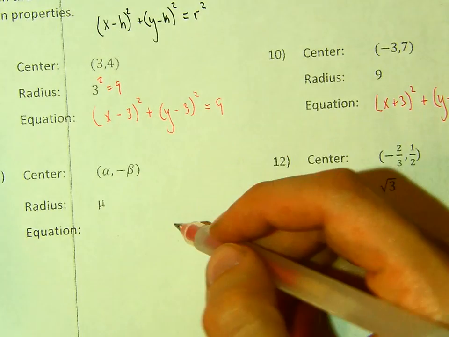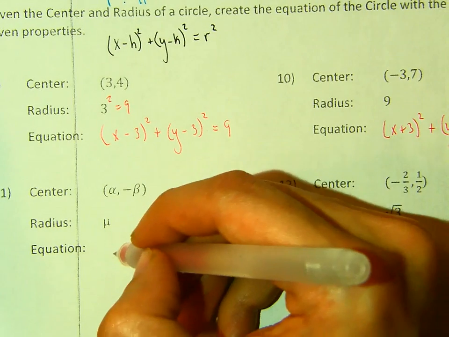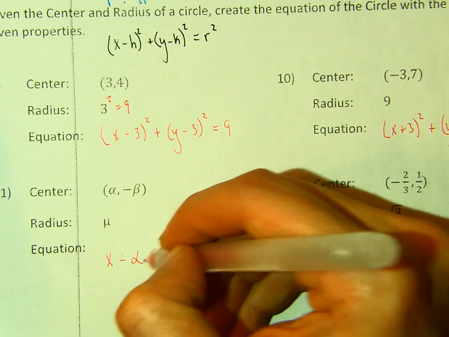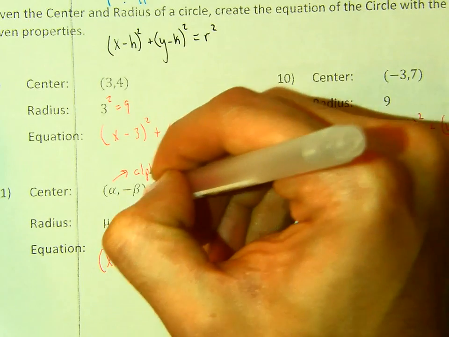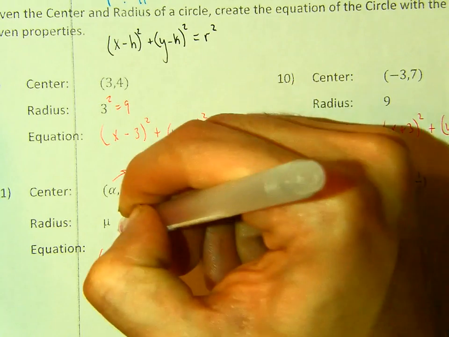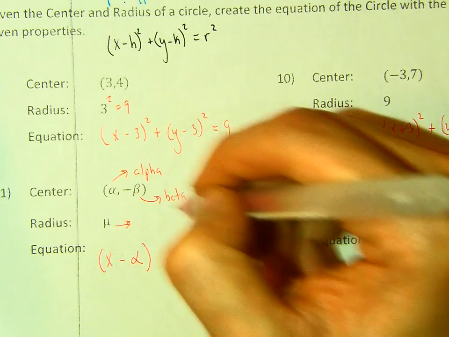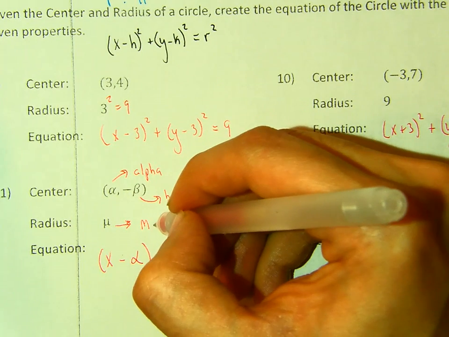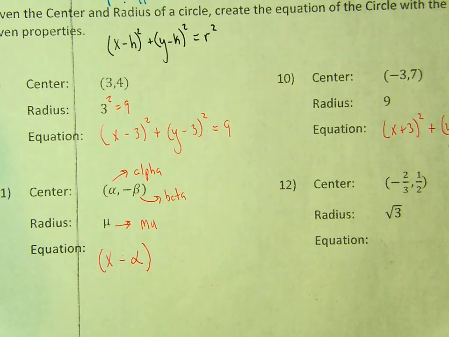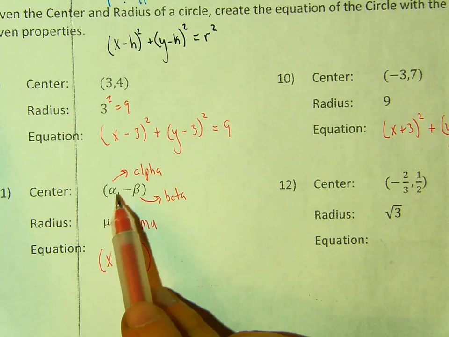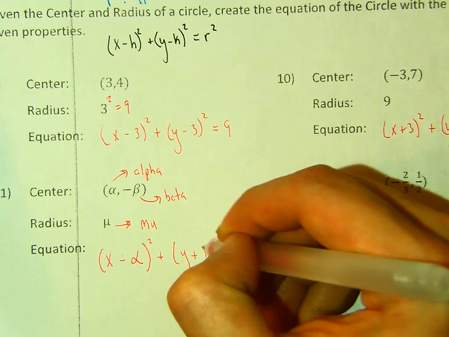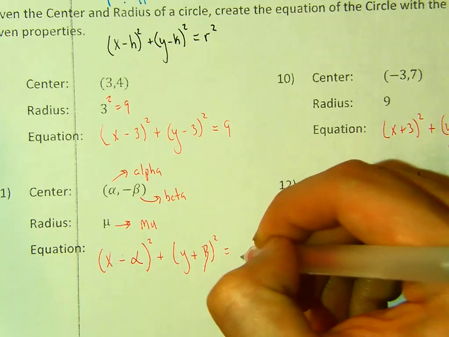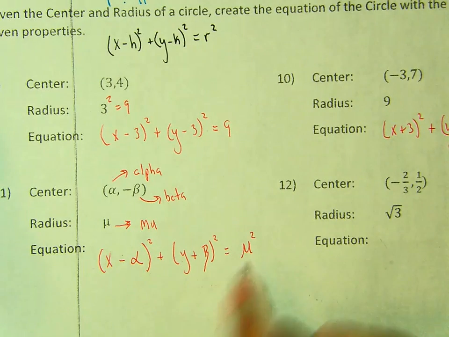Okay, let's look at this one. Now don't freak out with the symbols. Just trust yourself. It'll be x minus, and how do you read this? This is alpha. This is beta. And this, how do you read this symbol? Your favorite Pokemon, it's called mu. Okay, that's how you pronounce this symbol, mu. And this is beta. So x minus alpha squared plus y plus beta squared equals mu squared, whatever mu is.